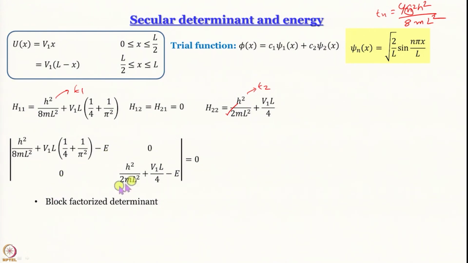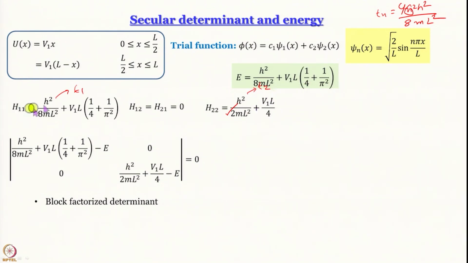If we had non-zero off diagonal elements, then it would be H11 into H22 minus H21 into H12, and you would have to solve whatever equation you got. Now, H11 into H22 equal to 0 directly gives you H11 equal to 0 or H22 equal to 0, right. So, you do not have to even go into a quadratic equation. When H11 equal to 0, I simply get E equal to h square by 8 ml square plus V1L into 1 by 4 plus 1 by pi square.